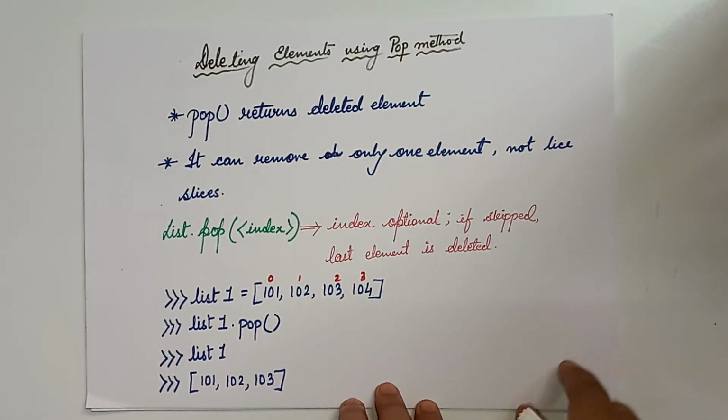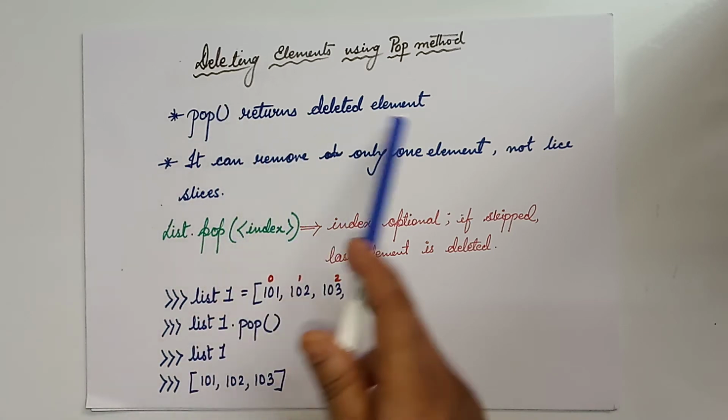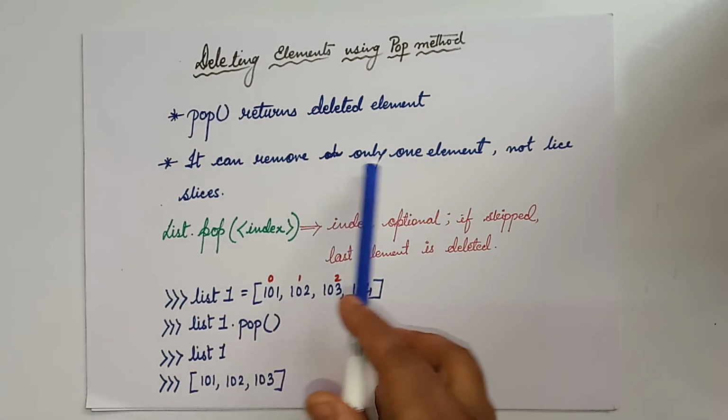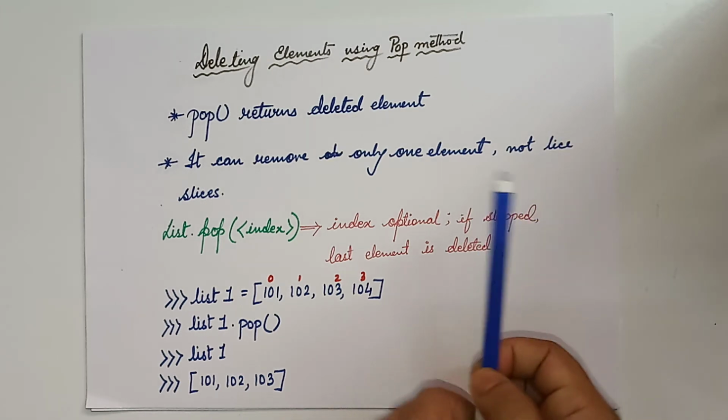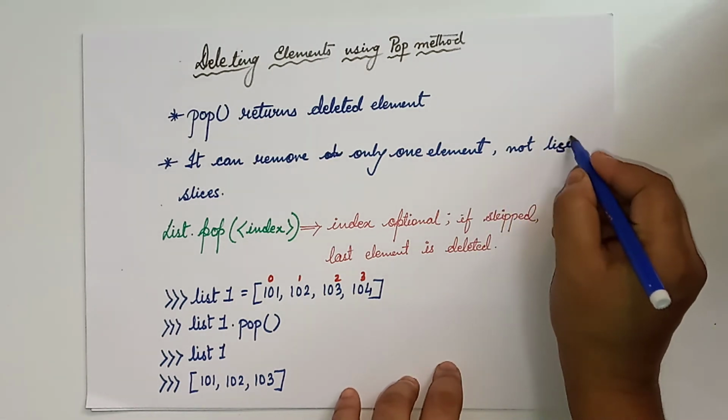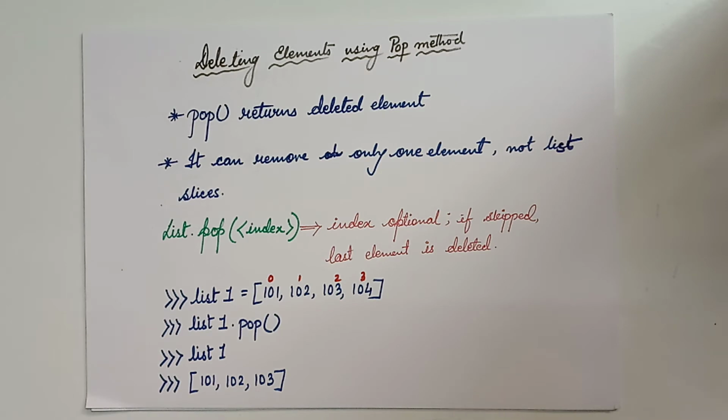We can delete elements using pop method also. The advantage of using a pop method is what? It returns value. That means it returns the deleted element. Pop returns deleted element. It can remove only one element, not list slices. Let's see the syntax. List dot pop index.